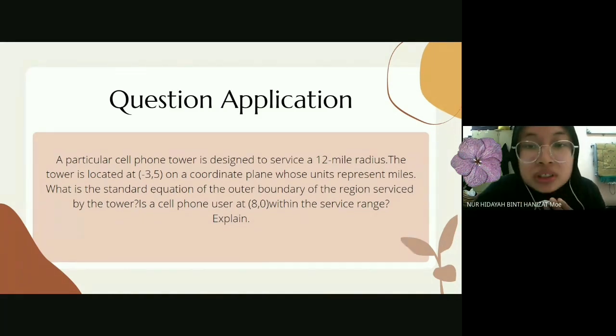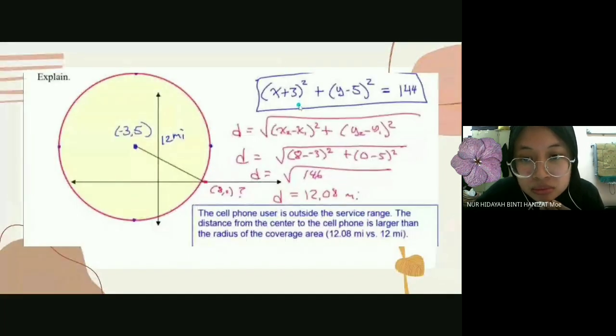So the first thing we need to do is write an equation in the standard form. The formula is (x minus h) squared plus (y minus k) squared equals r squared. So we just need to put the information given into the formula. So it will be (x plus 3) squared plus (y minus 5) squared equals 144.